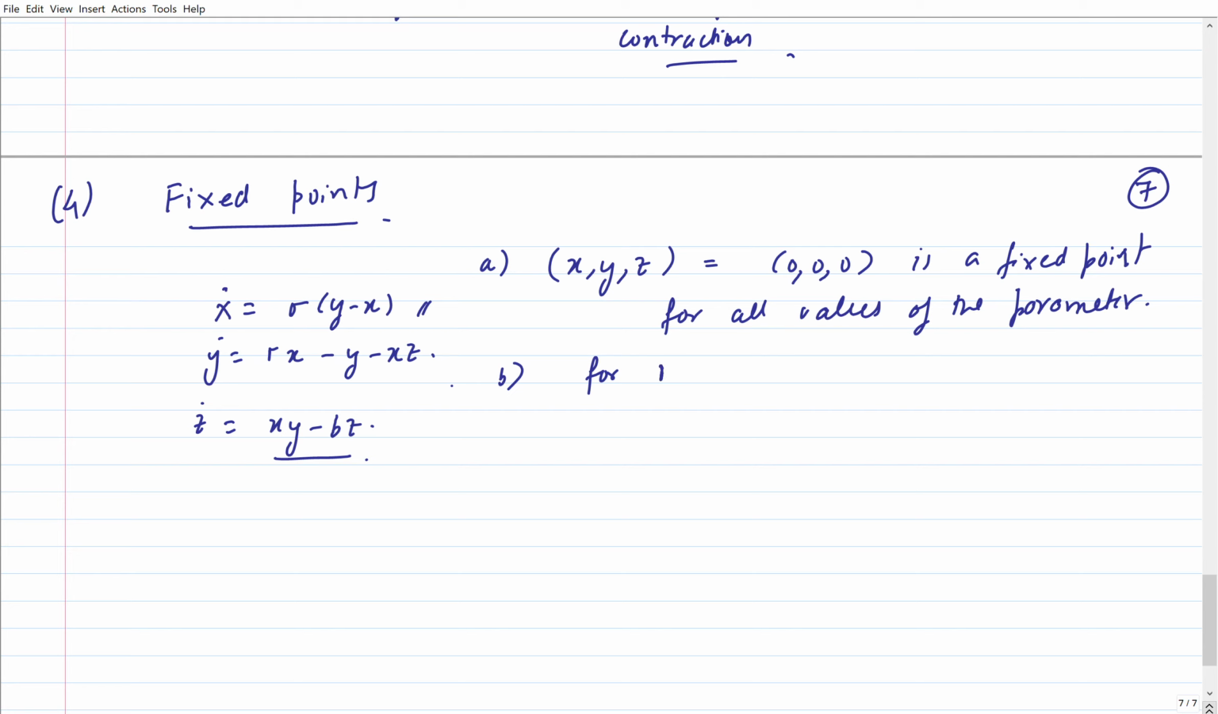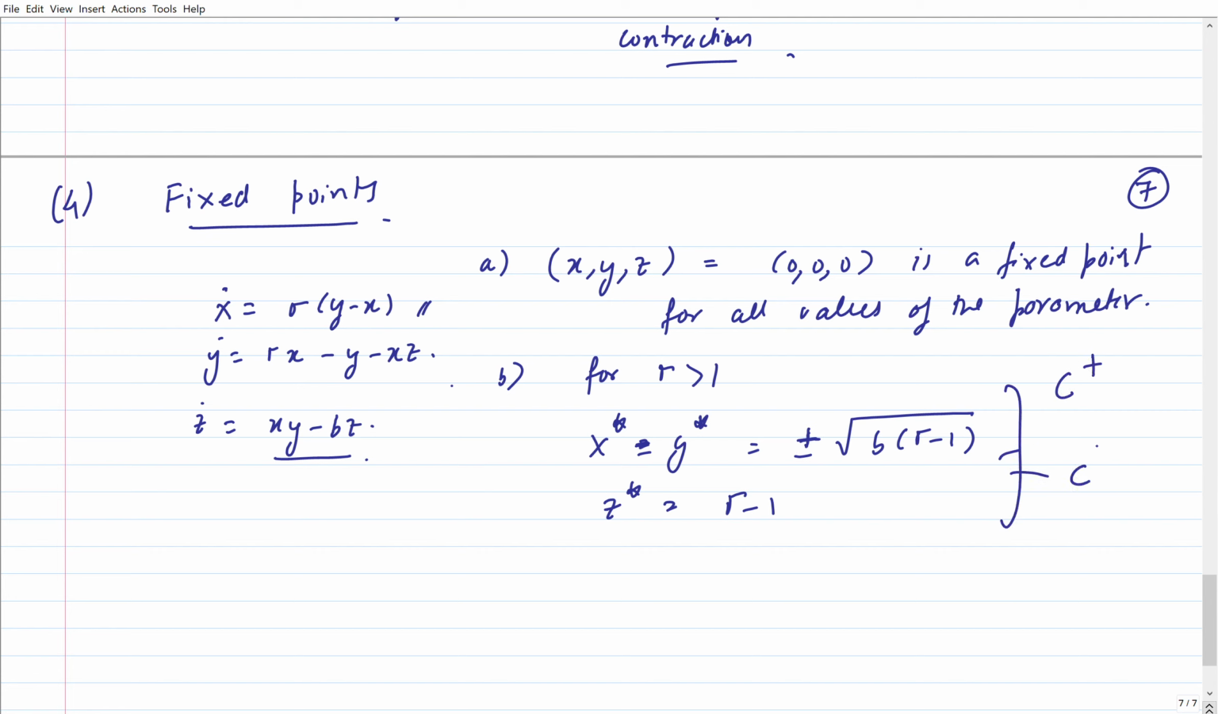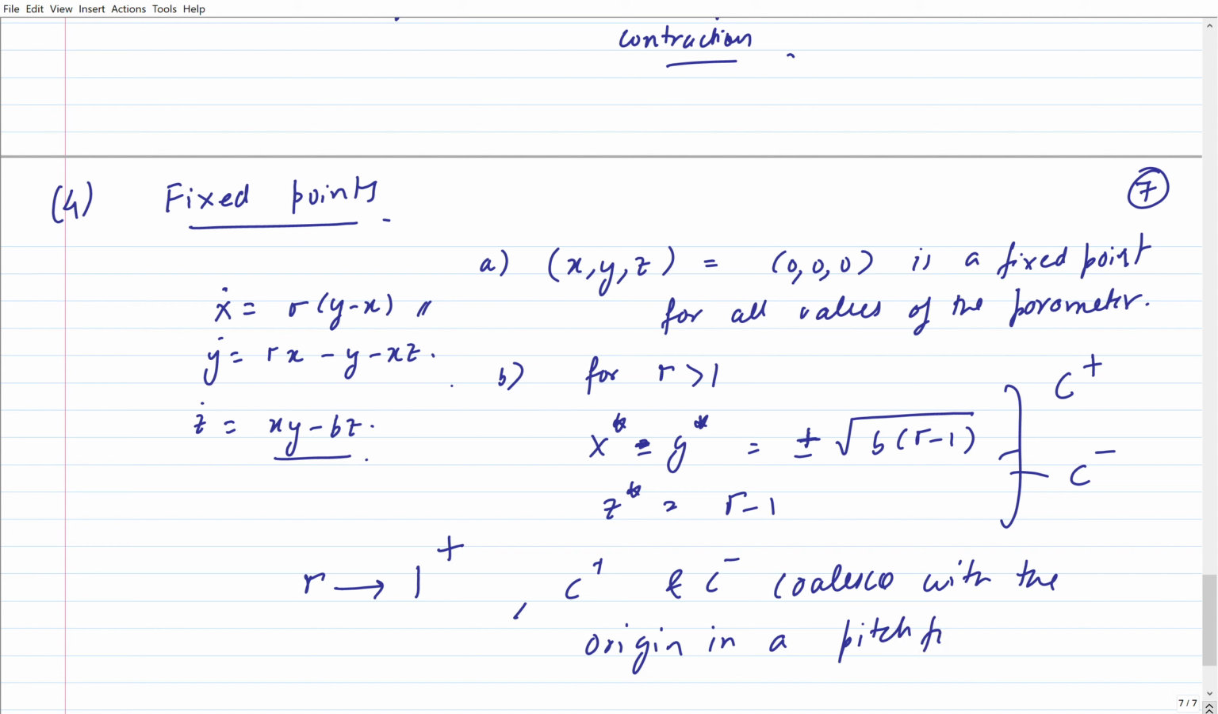And for r greater than 1, there are two more fixed points, x star equals y star equals plus minus square root of b times (r minus 1), and z star equals r minus 1. These two fixed points we are going to call C plus and C minus. We shall see that as r goes to 1 from above, C plus and C minus coalesce with the origin in a pitchfork bifurcation.